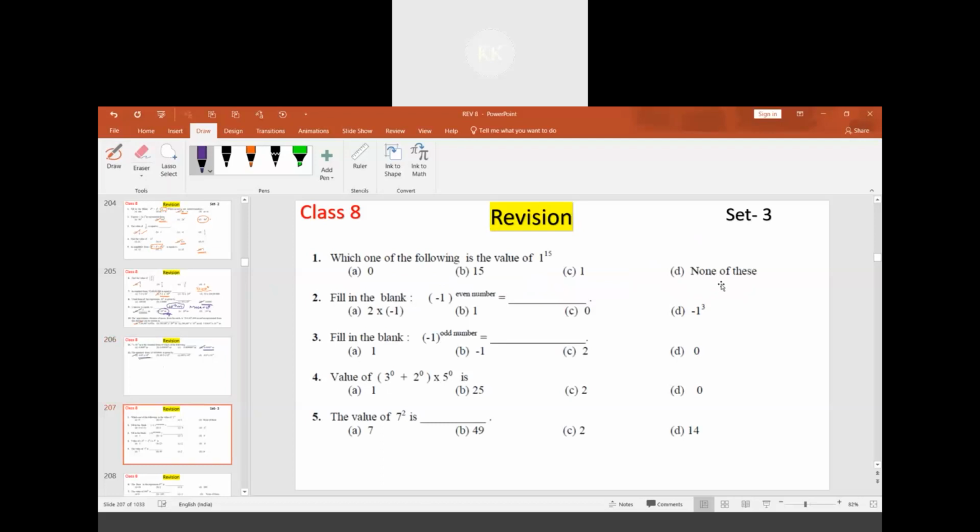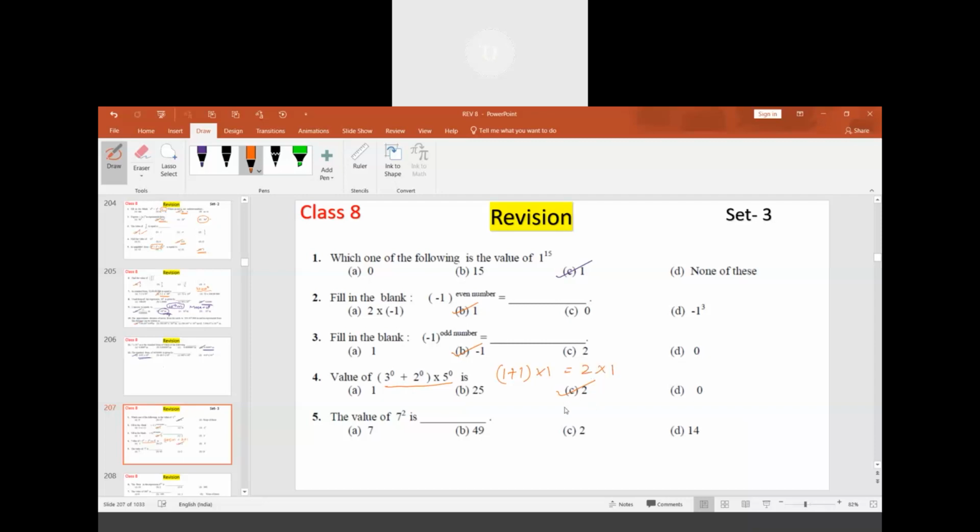Next set of questions. The value of the first one is option C, 1. The second one: positive 1 raised to an even power is 1, and minus 1 raised to an odd power is minus 1. Here the power is 2, so the answer is 1. Apart from 0, 1 plus 1 into 1 gives 2, option C.